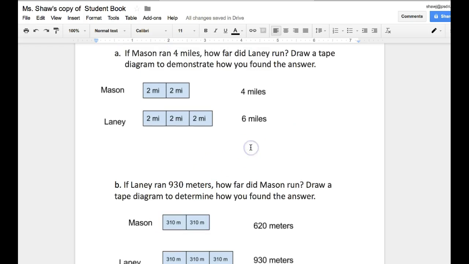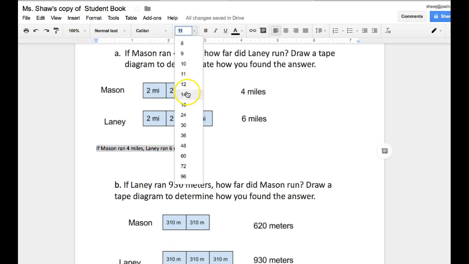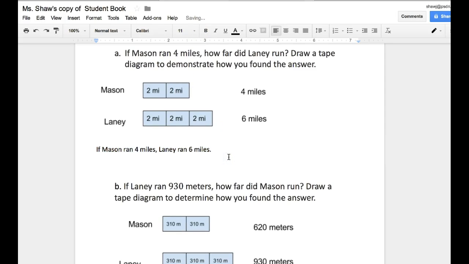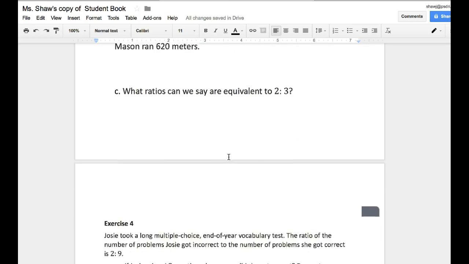Up here, we need to put an answer down here. If Mason ran 4 miles, how far did Laney run? Well, I'll even make it better. If Mason ran 4 miles, Laney ran 6 miles. And now I've answered both my questions in a complete sentence, which I really like to see when we're answering questions. So those are my answers. Now you have another one.